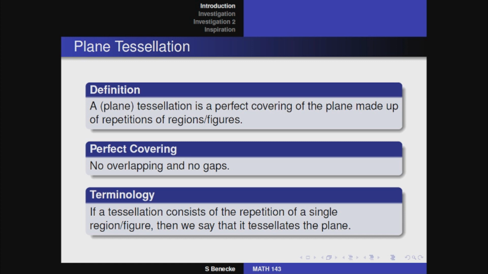Tessellation is a perfect covering of a flat surface, the plane, made up of repetitions of some regions or figures or shapes, and we'll focus on basic shapes. There can't be any overlapping. There can't be any gaps. Then it is a tessellation. Now we're only looking at plain, flat surface tessellations. So we won't say plain tessellation every time, because it's the only kind we're going to look at.